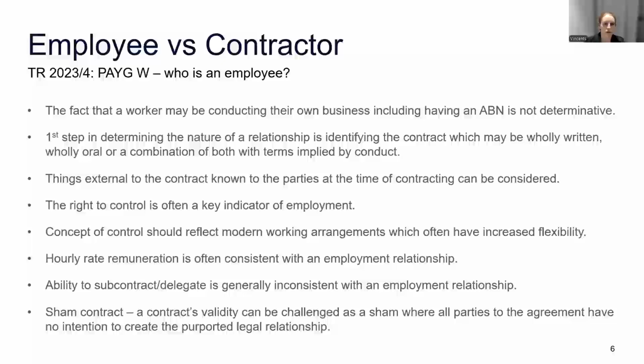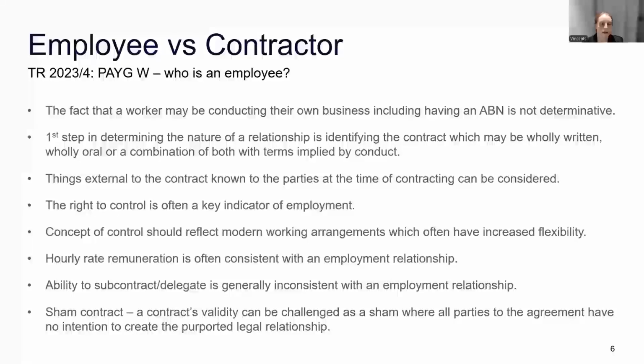If you're an individual and you've got an ABN and you are working for your labour, then you are most likely going to be entitled to superannuation, and the employer is going to have to pay you that superannuation. So the ruling goes through it that the first step in determining the nature of a relationship is identifying the contract, which may be wholly written, wholly oral, or a combination of both, with terms implied by conduct.